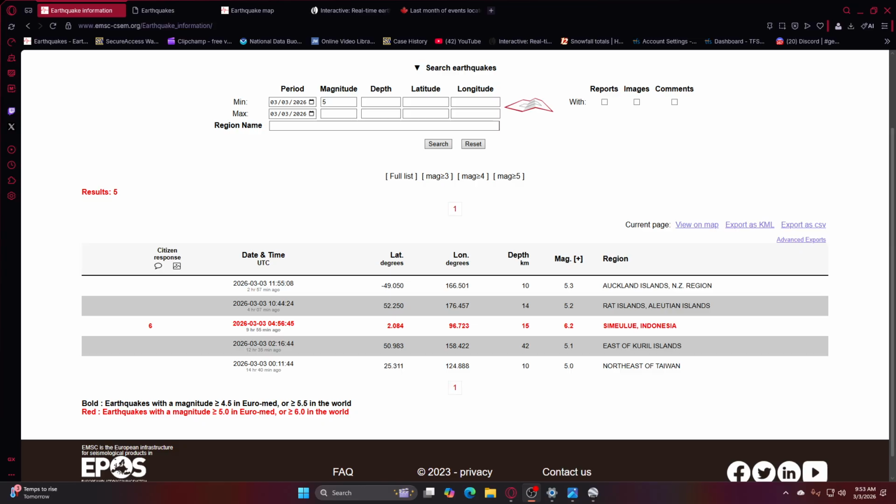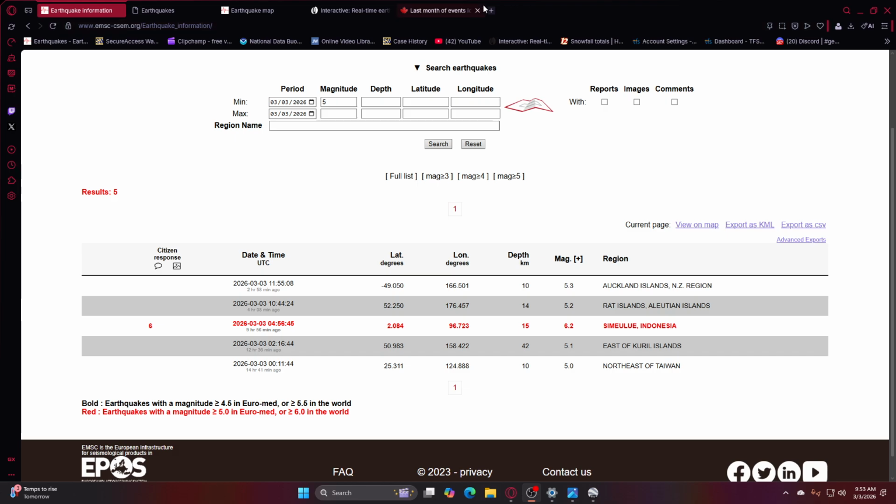There has been a 5.0 in northeast of Taiwan. It was 10 kilometers deep. There was a 5.1 east of Kuril Islands. It was 42 kilometers deep. There was a 6.2 in Simul, Indonesia, and it was 15 kilometers deep. There was a 5.2 Rat Islands, Aleutian Islands, and it was 14 kilometers deep. There was a 5.3 Auckland Islands, New Zealand region, and it was 10 kilometers deep.